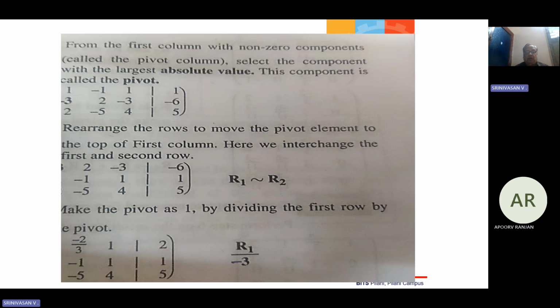Some authors follow this. That is good. So what we do now, we just do the same thing here. So in order to make this pivot, this is the pivot element now. This is your pivot element.